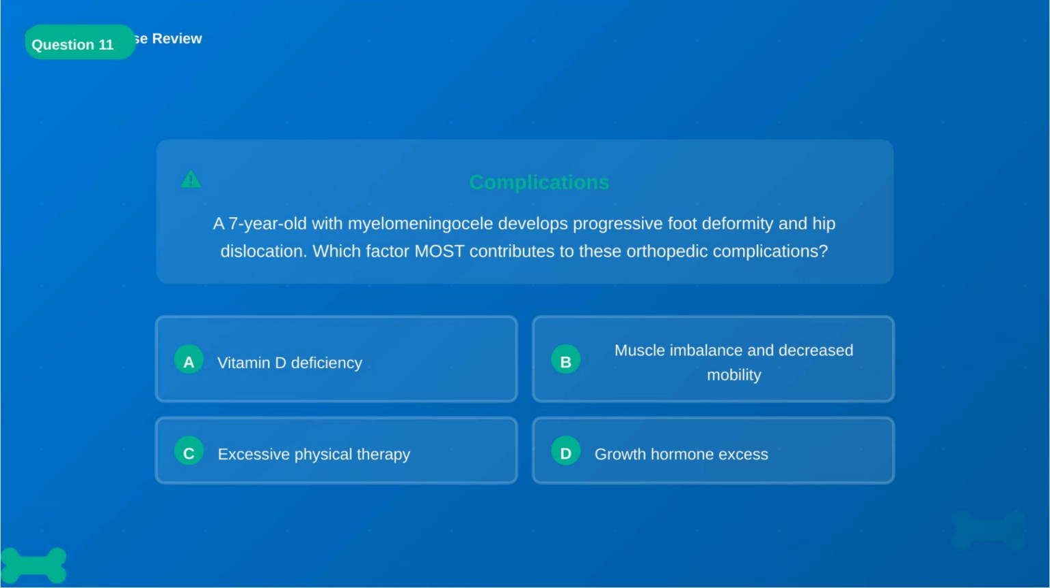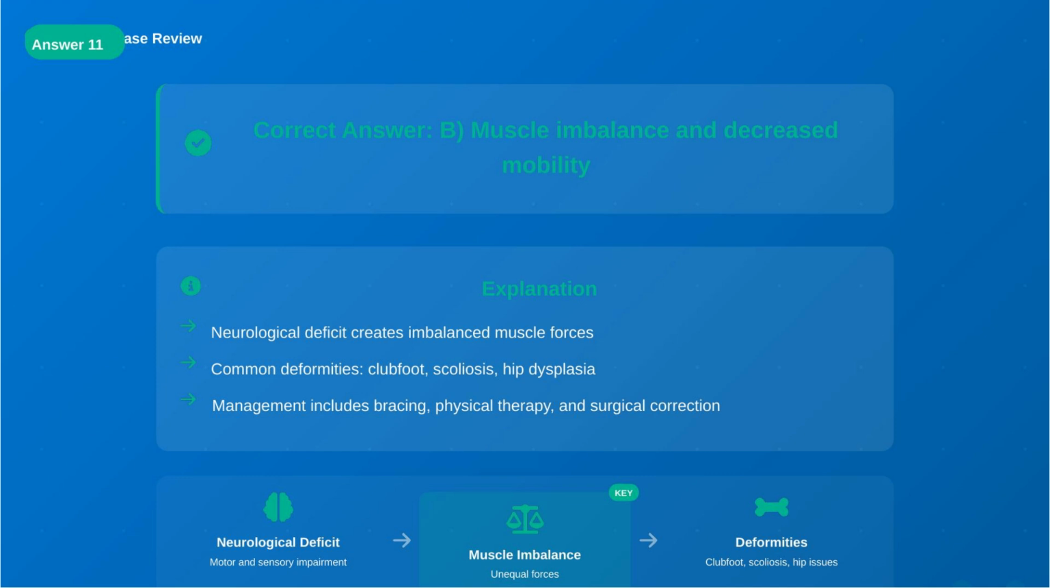Our next case involves a 7-year-old with myelomeningocele who develops progressive foot deformity and hip dislocation. Which factor most contributes to these orthopedic complications? A. Vitamin D deficiency. B. Muscle imbalance and decreased mobility. C. Excessive physical therapy. Or D. Growth hormone excess? The correct answer is B. Muscle imbalance and decreased mobility.